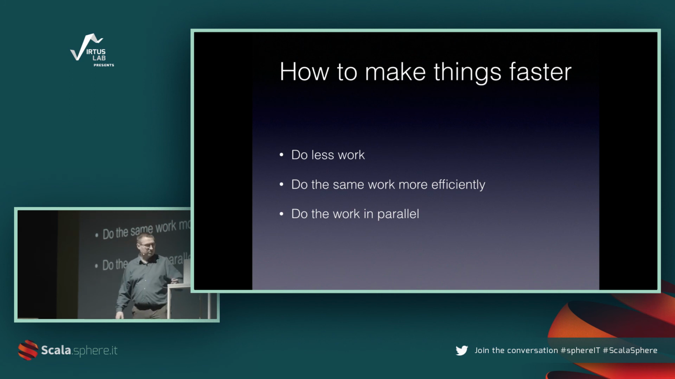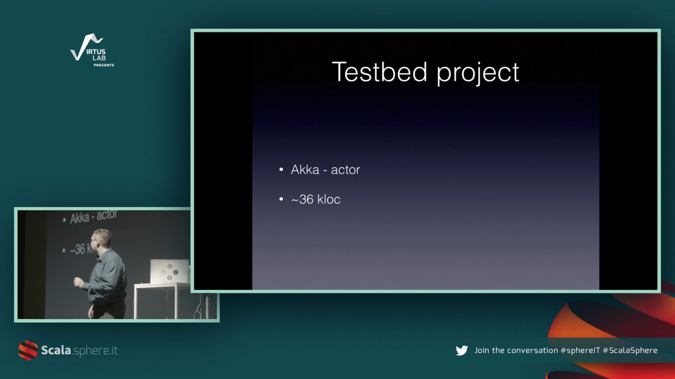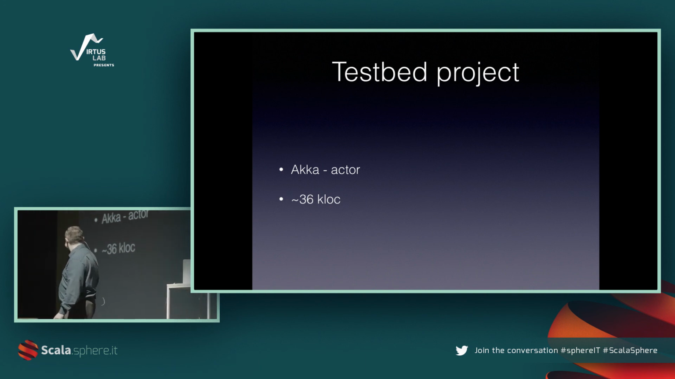And my clicker doesn't work. There we go. So it's probably worth saying that a lot of the work that I've been doing, I've been using a test project to keep everything consistent, and I use Akka because it's a nice general Scala project that everybody knows. It's not too big, about 36,000 lines of fairly normal Scala code. And on my machine, it will compile consistently in about 6.5 seconds.